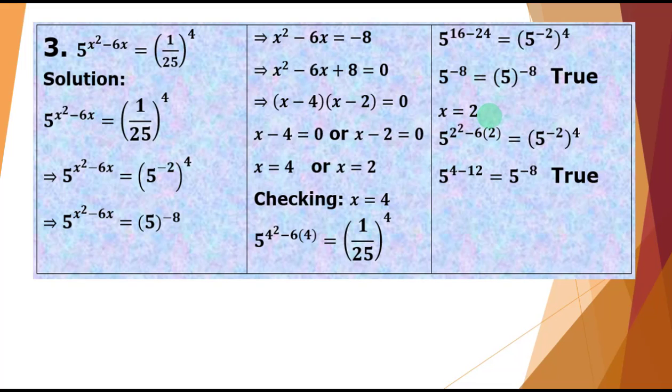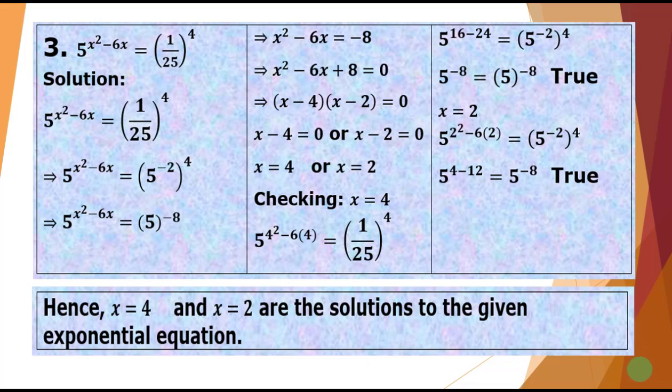So x equals 4 is a solution to the exponential equation. For x equals 2, we have here 5 raised to 2 squared minus 6 times 2. That's 5 raised to 4 minus 12. And here on this side, 5 raised to negative 2 raised again to 4. That is 5 raised to negative 8. And if you can see here, 5 raised to 4 minus 12, this is negative 8. Obviously, it's true. Hence, x equals 4 and x equals 2 are the solutions to the given exponential equation.